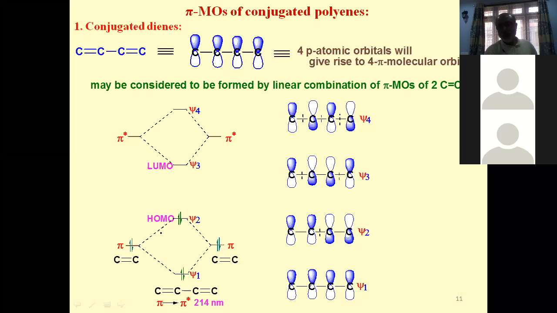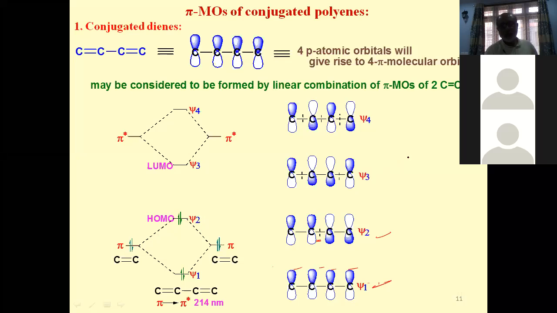Psi 1 will have no node. So all the p orbitals here will be of the same phase. Psi 2 will have one node, so in the middle you find this broken line. This is your node.